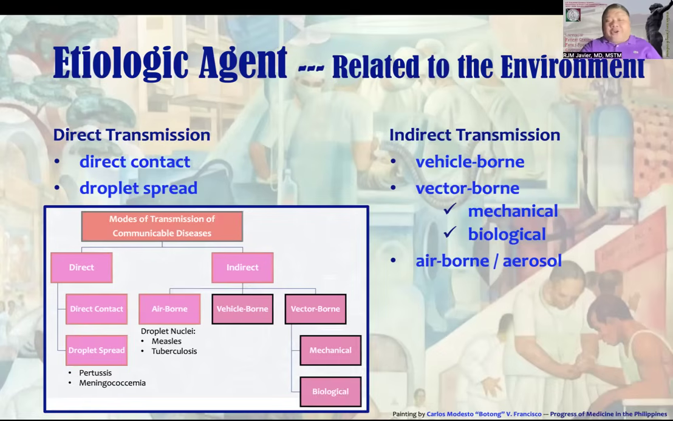Or when I say vector-borne, vector-borne transmission involves either mechanical or biological vectors. This would involve usually insects. Then there is airborne or your aerosol. You might ask me, what's the difference between your droplet spread and your droplet nuclei airborne transmission? Droplet spread would often involve bigger particles.